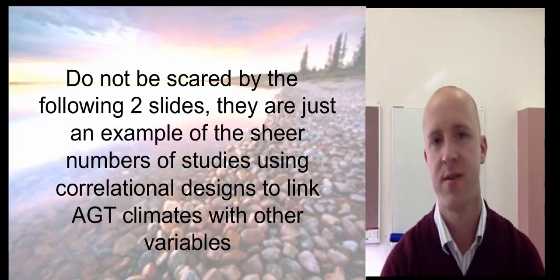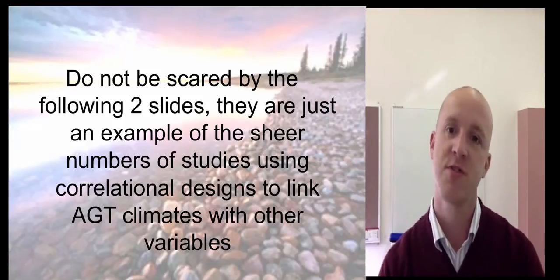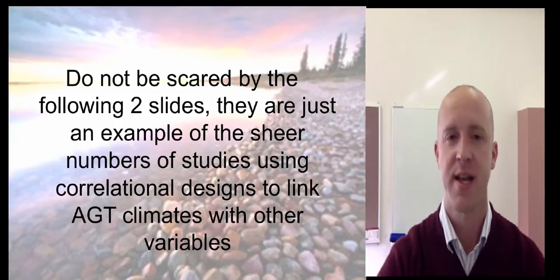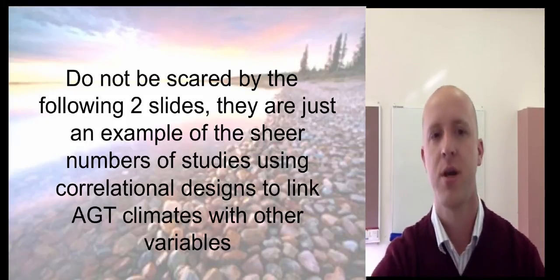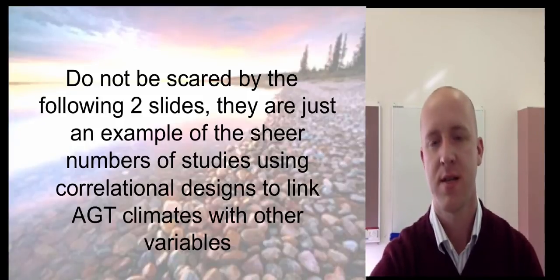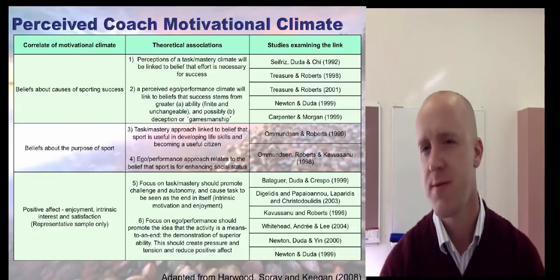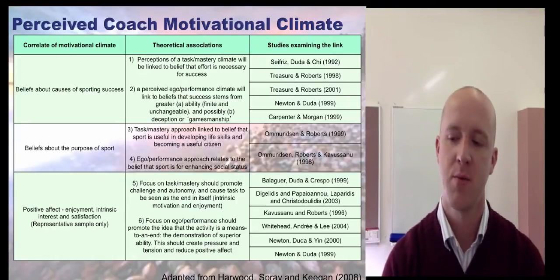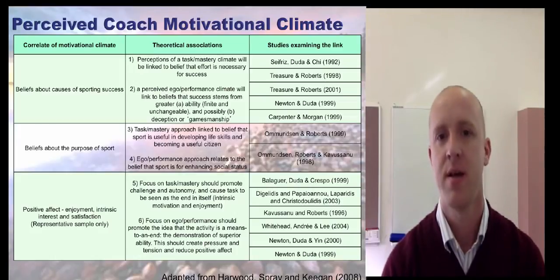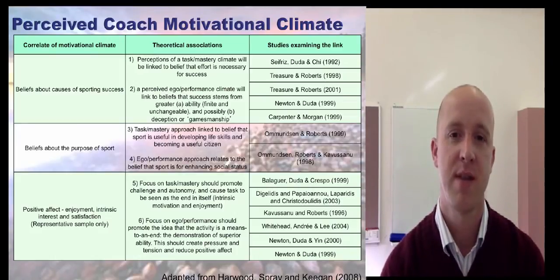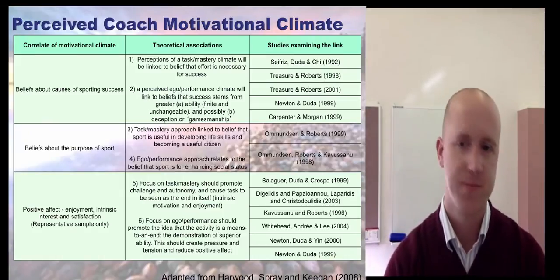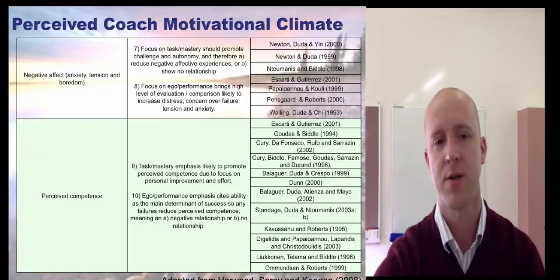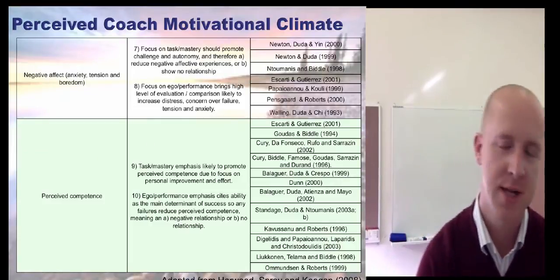So, just to show you how these climate perceptions measured by questionnaires predict lots of stuff, I've got 2 slides from the book chapter I showed you a minute ago, just showing the sorts of things that they link to. Don't be scared by it, it's just a dense slide to show you how many resources have been devoted to this area. So 5 studies linking the beliefs about what makes people successful in sport. They're saying, okay, well, if you're perceiving a task climate, you'll believe that effort leads to success. If you perceive an ego climate, you'll believe that it's raw ability and possibly deception or gamesmanship. And lots of studies make these links about what's the point of sport, what makes you feel good or how good do you feel, how happy or sad do you feel.